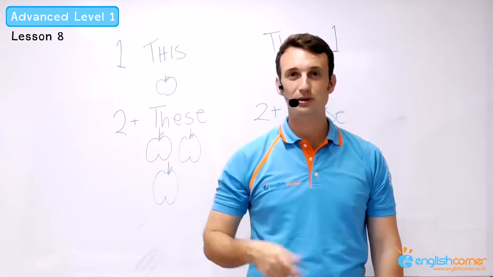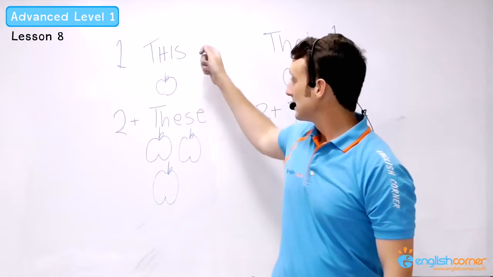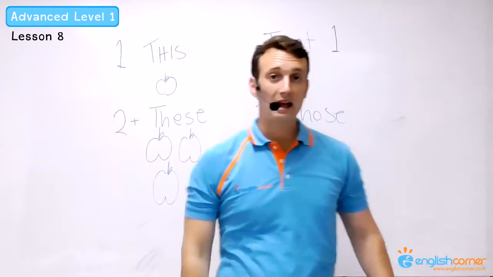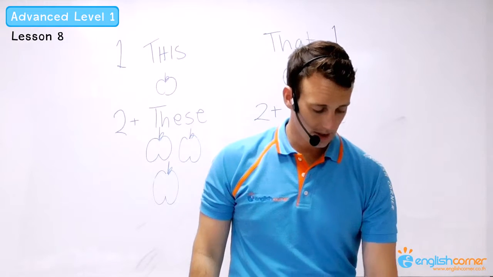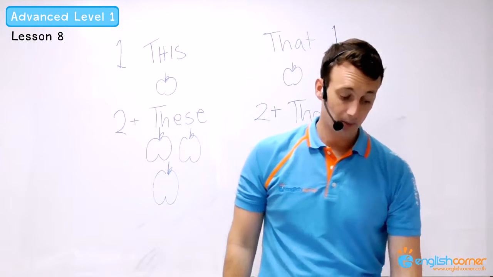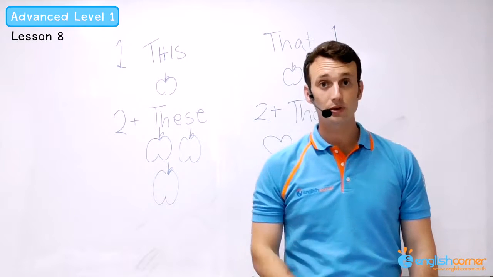So play that with your students for a little while because it'll help to get their mind associated. This and these go together, and that and those go together. Now we'll go ahead and move on to section B, which is the vocabulary corner. First, just introduce the fruit.